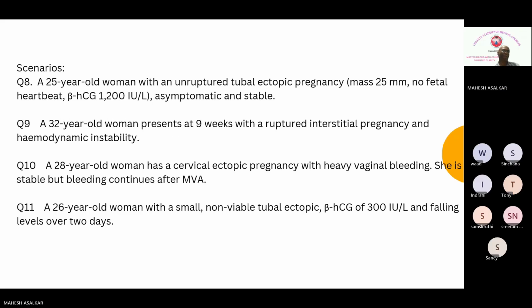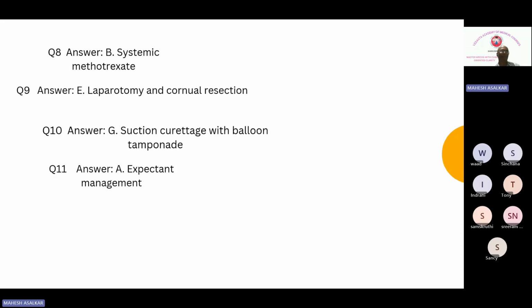Next. A 26-year-old woman with a small, non-viable tubal ectopic, beta hCG of 300 IU per liter and falling levels over 2 days. Expectant management. A. Very clear. Here, no doubt, it is expectant management. So let's see about the answer.